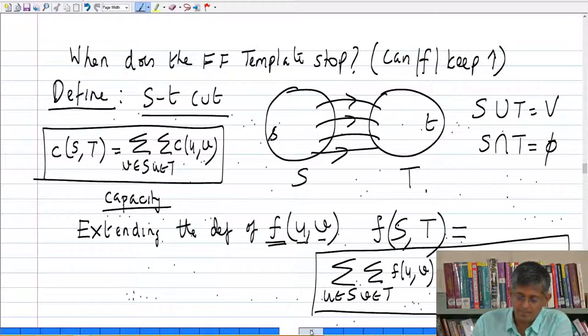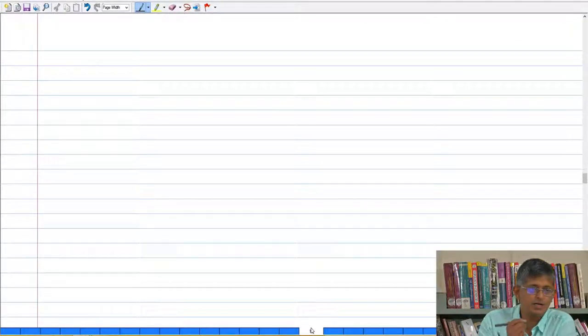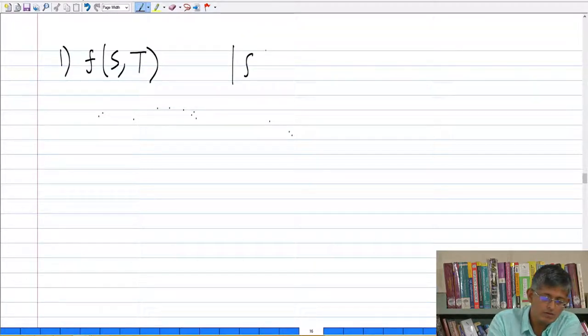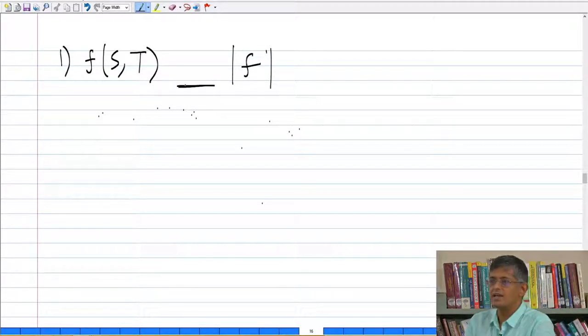Now we are going to observe some parameters. Those parameters you can intuitively tell me. Can you fill in this inequality blank? What is it?